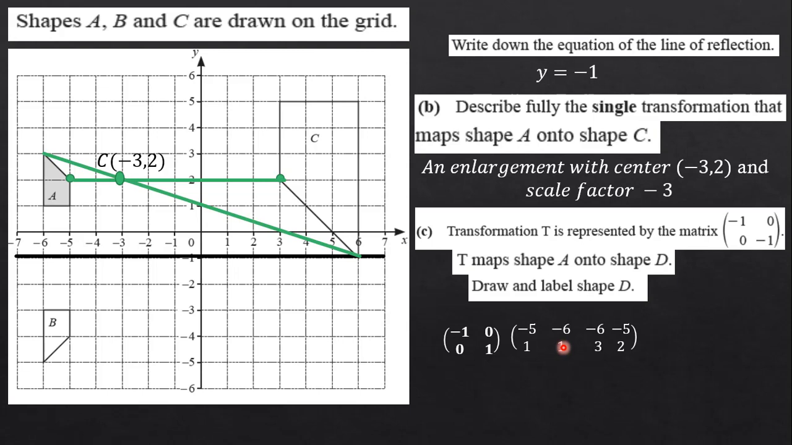And if we multiply them, we will get the first coordinate 5, -1, the second coordinate of D 6, -1, the third 6, -3, and the fourth 5, -2. Now if we draw them on the Cartesian plane, we will get the figure represented by D, which is the image of A, transformed by the matrix -1, 0, 0, -1.